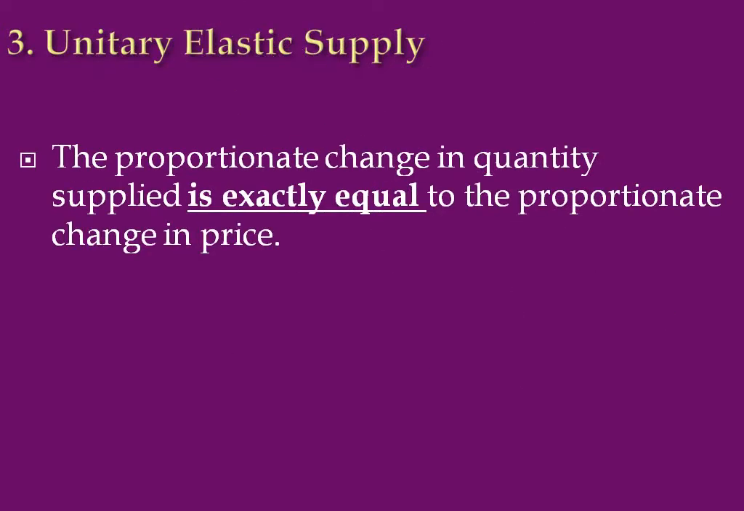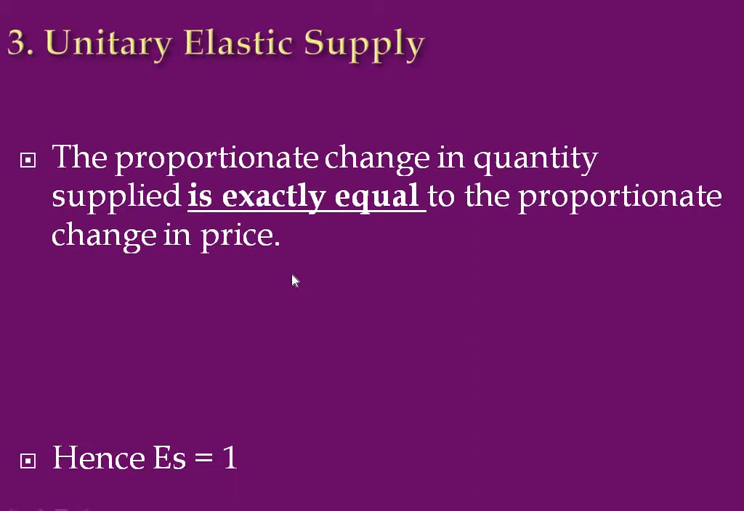Now the word unitary tells you that here both the variables, price and supply, are going to change by the same amount. So if there is a certain percentage change in price, supply is also going to react to this price change by the same amount. So therefore, the proportionate change in quantity supplied is exactly equal to the proportionate change in price. Now what does this mean?